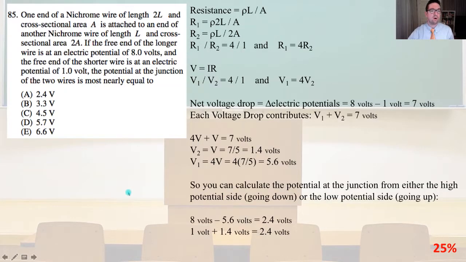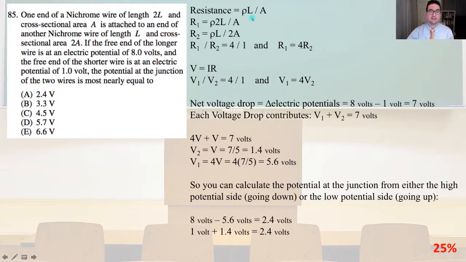Number 85. One end of a nichrome wire of length 2L and cross-sectional area A is attached to an end of another nichrome wire of length L and cross-sectional area 2A. If the free end of the longer wire is at an electric potential of 8 volts and the free end of the shorter wire is at an electric potential of 1 volt, the potential at the junction of the two wires is most nearly equal to.